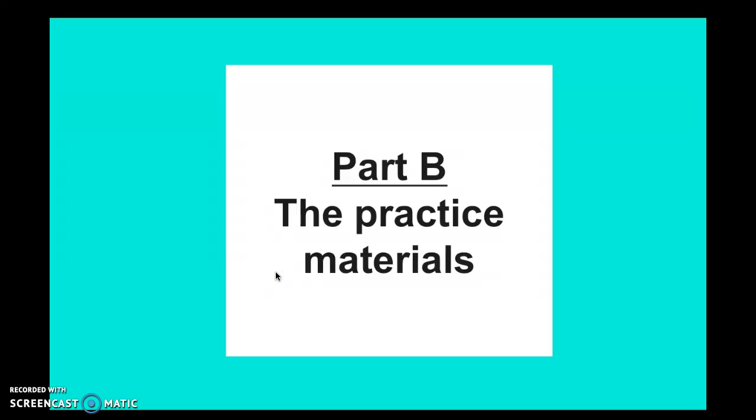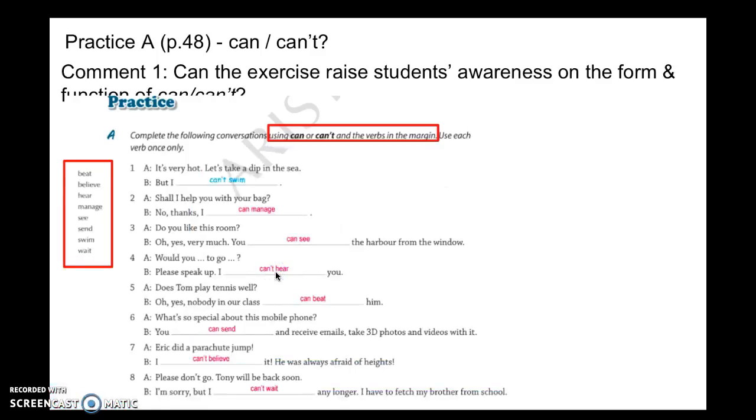So after taking a look at how the several modal verbs are explained in the textbook, in the second part we are showing you different practice materials found in the workbook. There are in total A to F practices. So we start with practice A, which is more on can or can't. After doing this exercise, we wonder whether students could get a kind of awareness of the form and functions of can or can't.